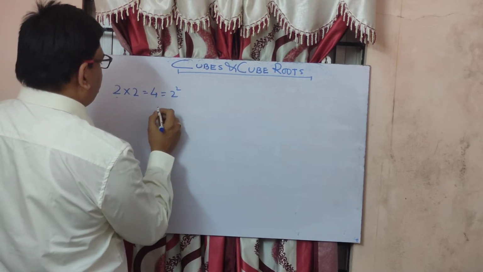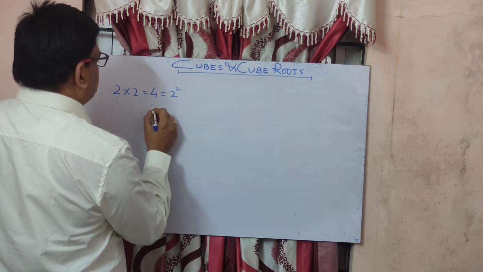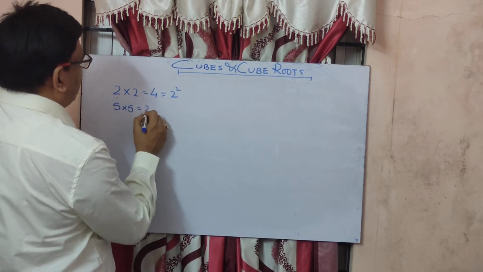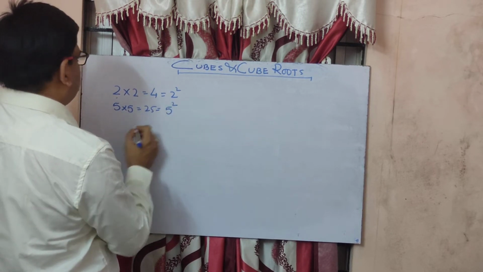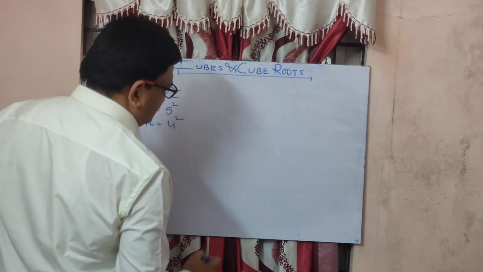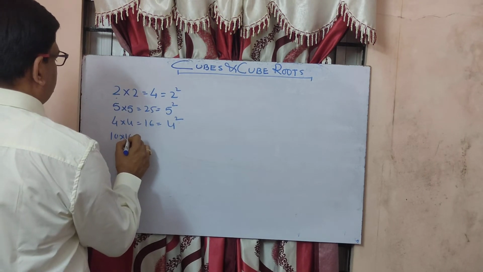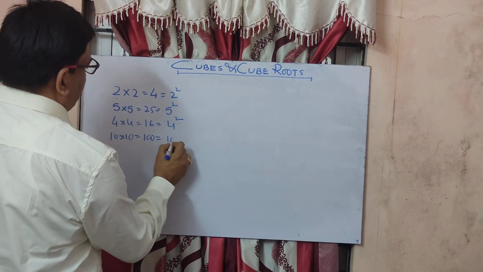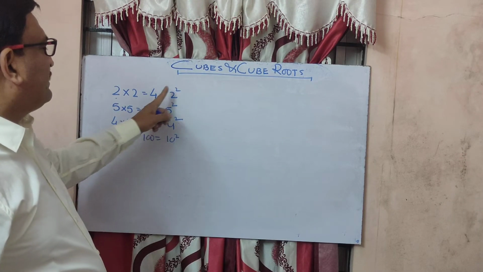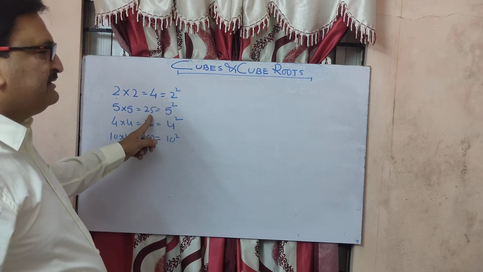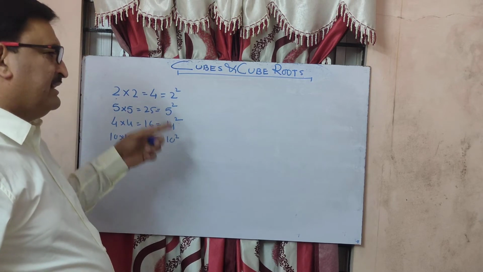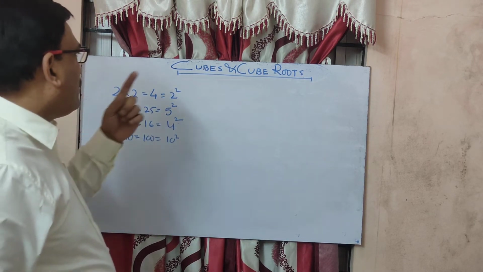In the same way, for example, 5 into 5, 5 fives are 25. It means 5 square. 4 into 4, 16. This is 4 square. 10 into 10, 100. That is 10 square. So these are all squares. 4 is the square of 2. 25 is the square of 5. 16 is the square of 4. 100 is the square of 10. Like that.